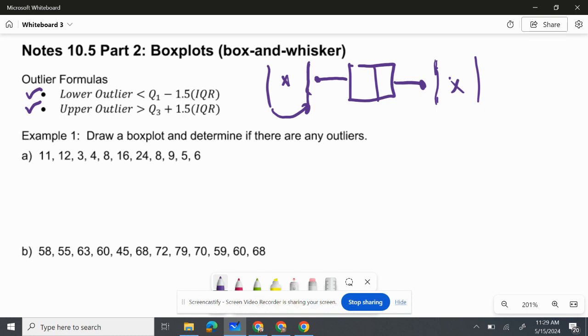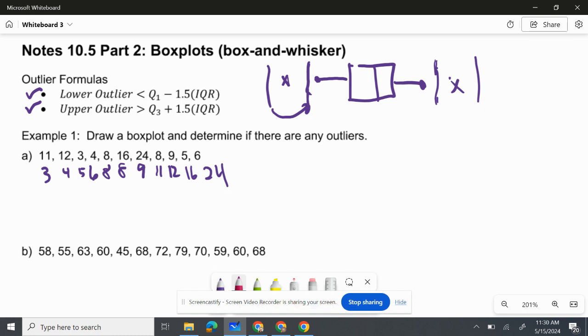So the first thing we're going to do is put the numbers in order. 3, 4, 5, 6, 8, 8, 9, 11, 12, 16, and 24. We're going to count the numbers: 1, 2, 3, 4, 5, 6, 7, 8, 9, 10, 11. 11 is a nice number.